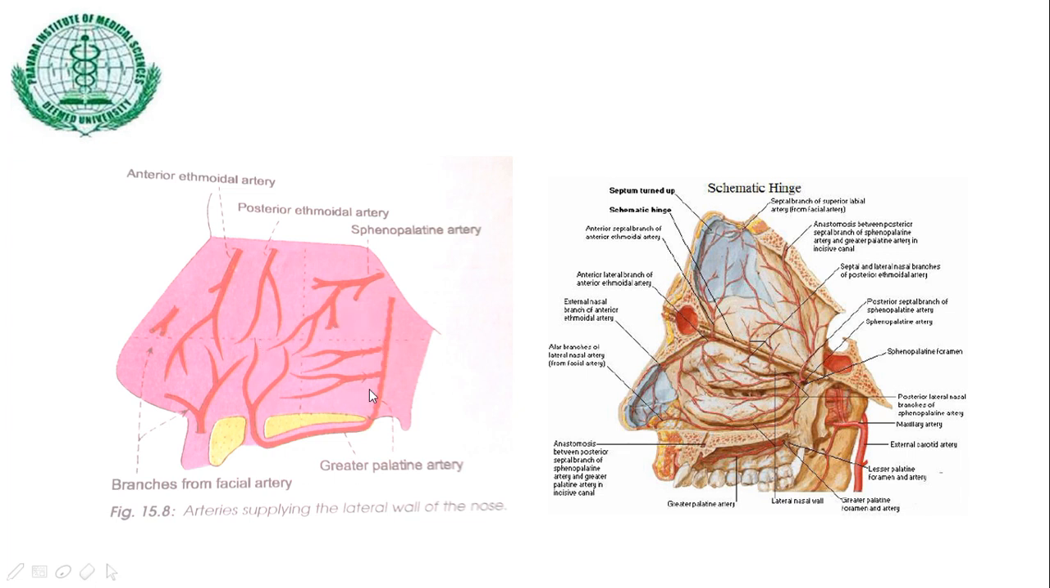So this is the blood supply of the lateral wall of the nose. Anterosuperior part, anterior ethmoidal; posterosuperior by the sphenopalatine artery; anteroinferior by the facial arteries; and the posteroinferior by the greater palatine arteries.